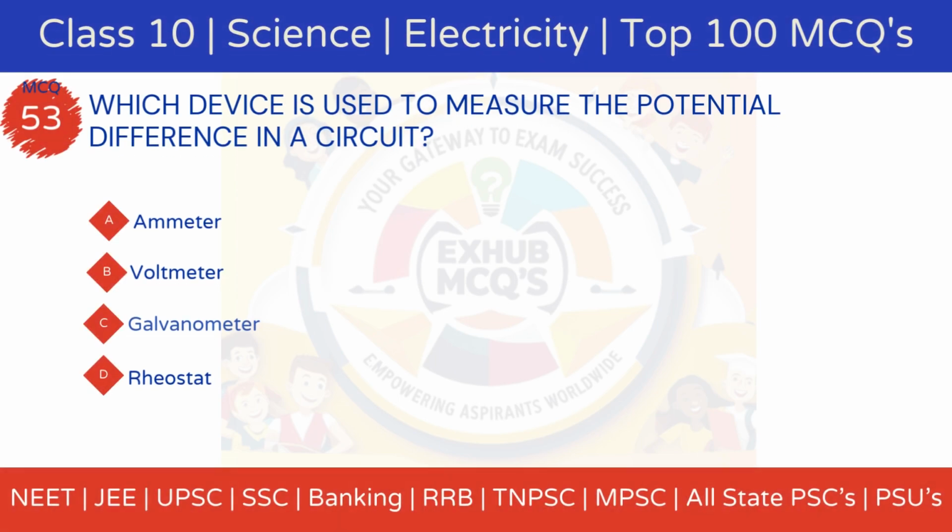MCQ 53. Which device is used to measure the potential difference in a circuit? Option A, ammeter. Option B, voltmeter. Option C, galvanometer. Option D, rheostat.